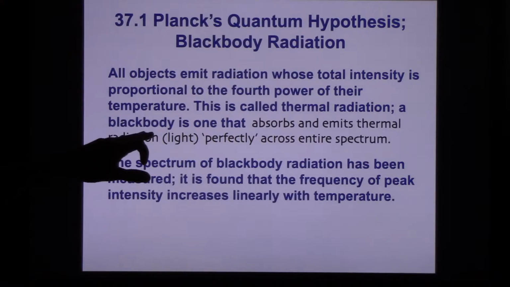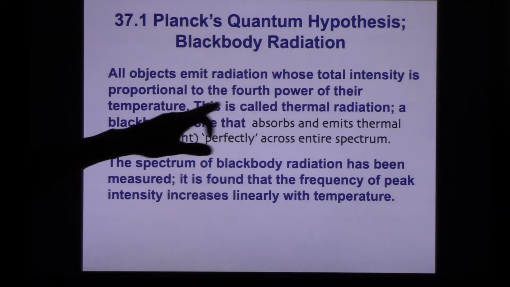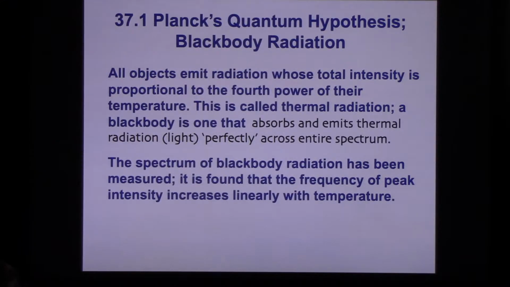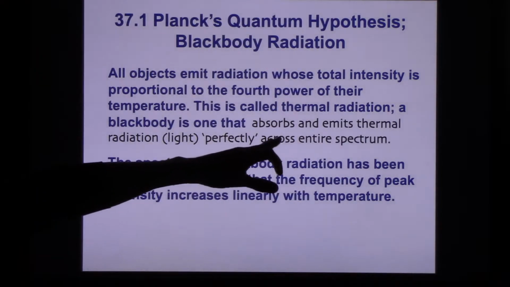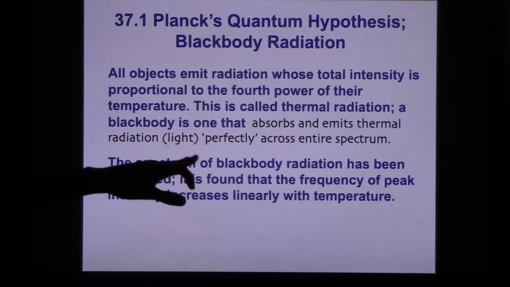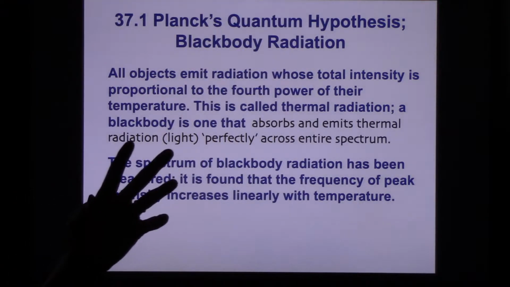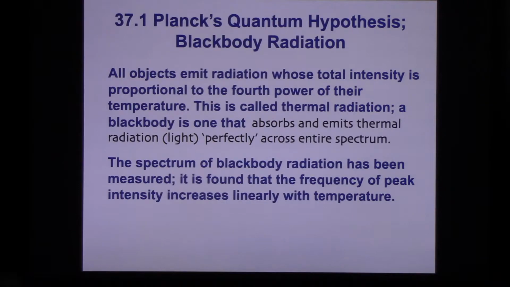Now, in particular, black body radiation is thermal radiation where the object is perfectly absorbing. So think of this as a black object where the light comes in and every photon of light that comes in gets absorbed. And so it absorbs and emits light. I'm going to say perfectly in quotations here, and we'll see what perfectly means. But for light coming in, it means everything gets absorbed.